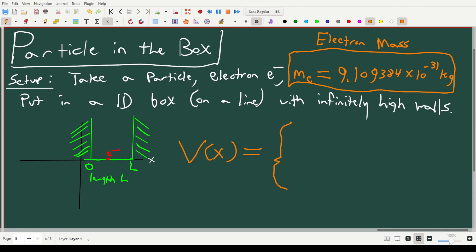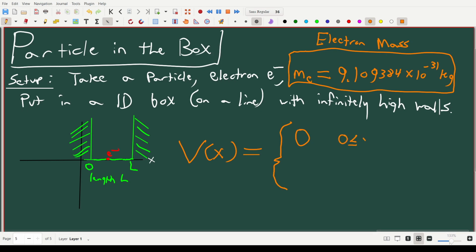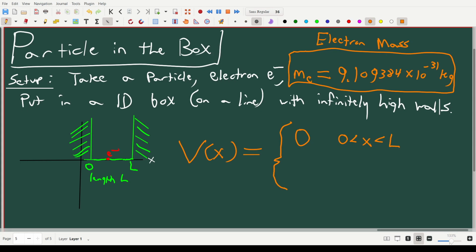When the electron's inside the box, the electron's able to move freely. There's nothing there. The electron just exists in a vacuum on this line. Within the box, there's no preference energetically to be on one side of the box or the other. It's all the same. So there's no potential energy. When the electron is in the box, between 0 and L, the potential is 0. It's a free electron. There's no repulsion, no attraction, nothing. It's just free to move.